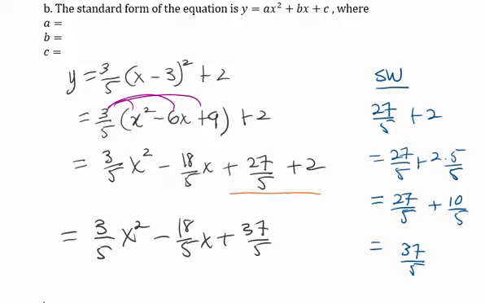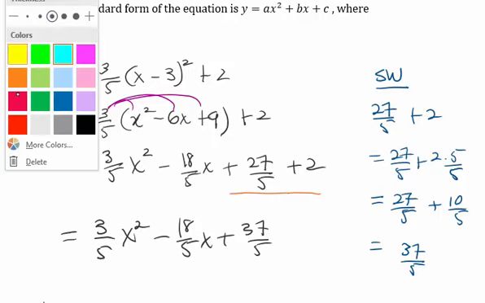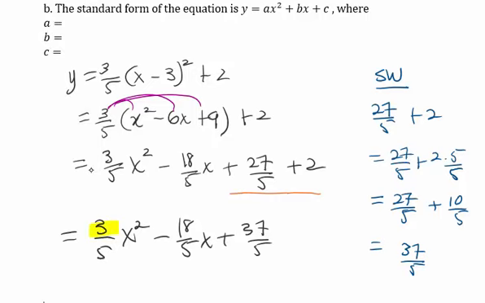But what we're trying to do is to write what a, b, and c are, the coefficients of these terms. And so a is 3/5, b is negative 18/5, and c is 37/5.